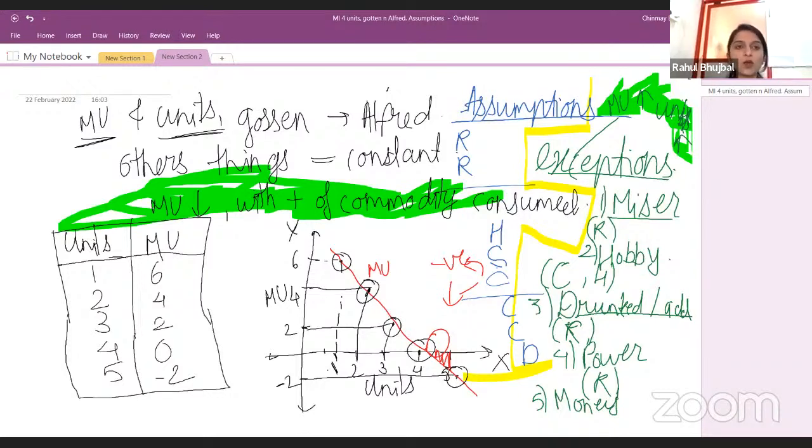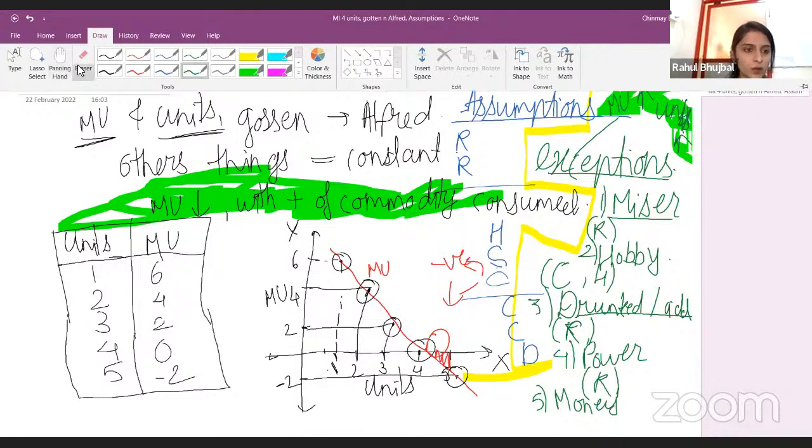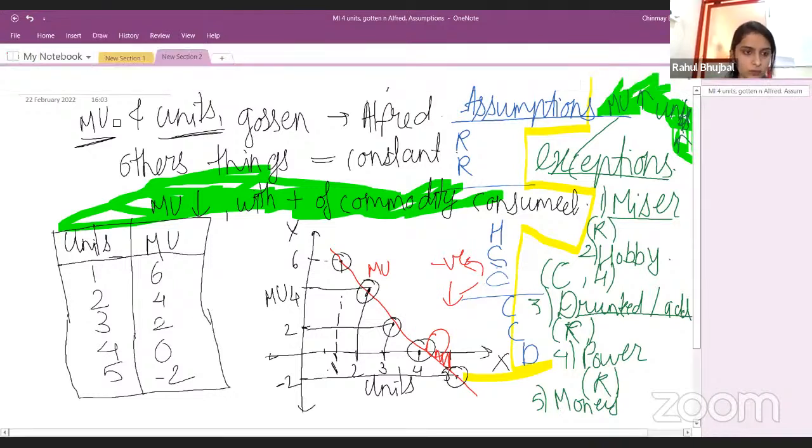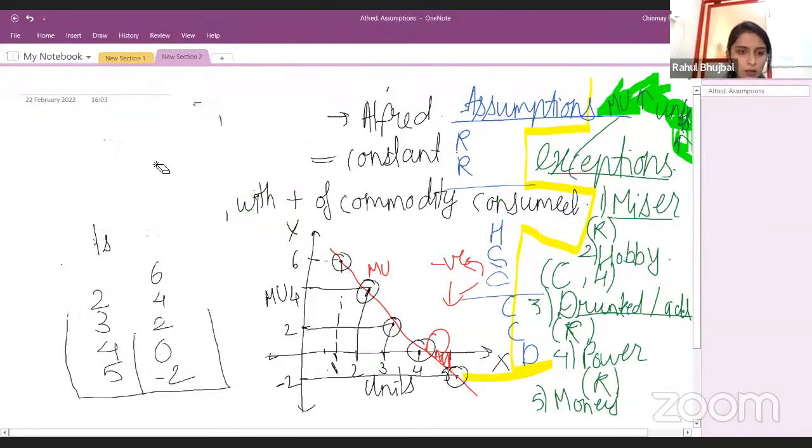Okay, clear with the law of DMU? Sure? Okay, so shall we start with the law of demand? If this is clear to you all, we'll just start with the next topic. I'll just erase all these things. Just give me a minute.